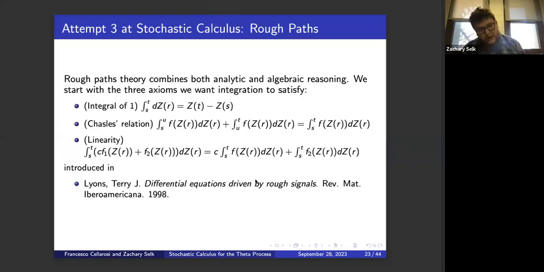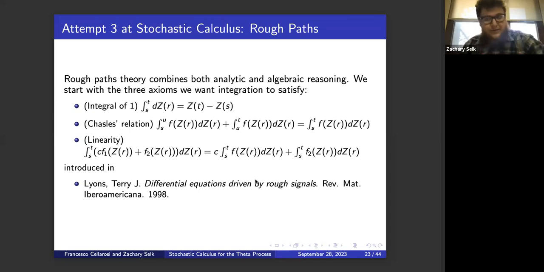And crucially, the thing that does work is going to be rough paths theory. So the rest of the talk is going to be dedicated to constructing a rough path above the theta process. Essentially, rough paths theory takes a very axiomatic or algebraic approach to integration theory. So basically, we want to go back to the drawing board and ask, what do we want our integration theory to satisfy? What do we want this to actually do?